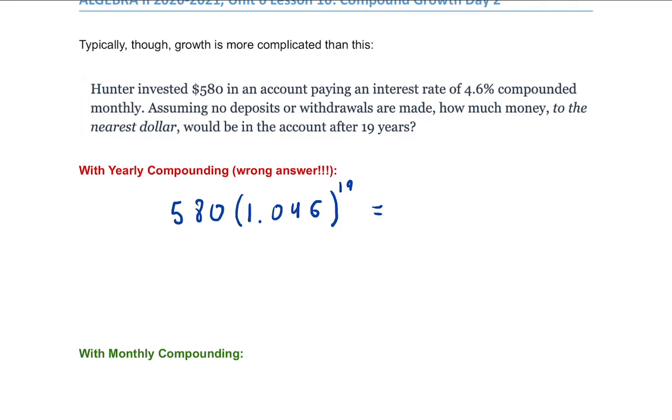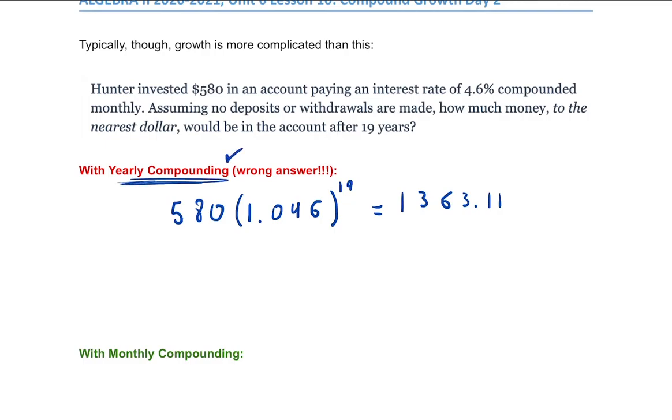And so I'll type this in off screen. We have 580 times 1.046 to the 19th. Not bad, $1,363.11. But what this assumes is that basically the bank holds your money, and at the end of every year, they give you 4.6% of it on top of your original amount. And that's called yearly compounding.